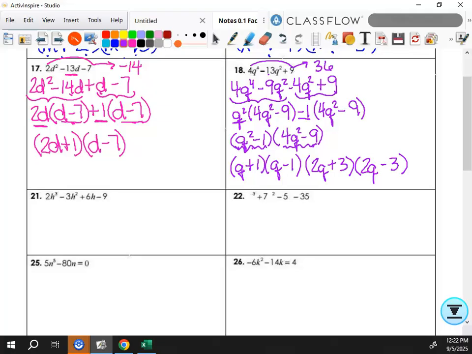What questions do we have? Anything? No, we're good? All right. Now, when we look at 21, and I know the numbering doesn't make sense. A lot of times the numbering won't make sense. Don't focus on that.